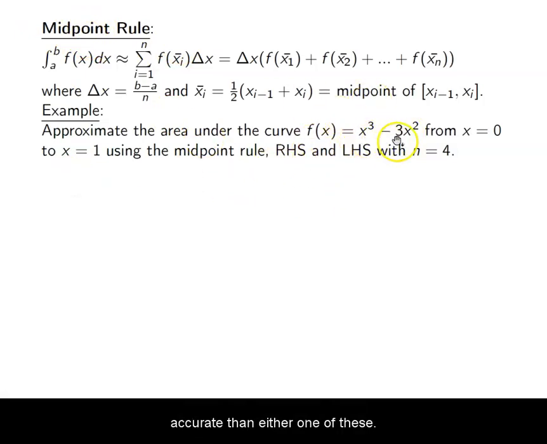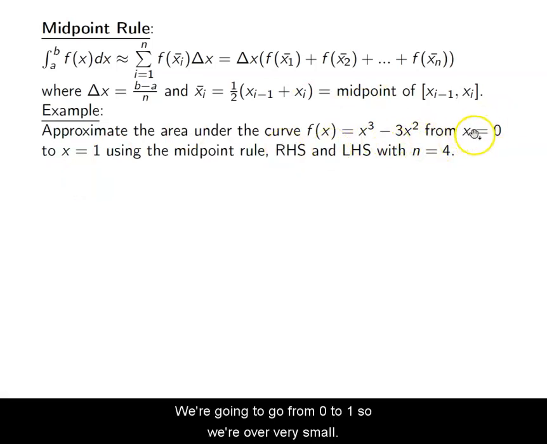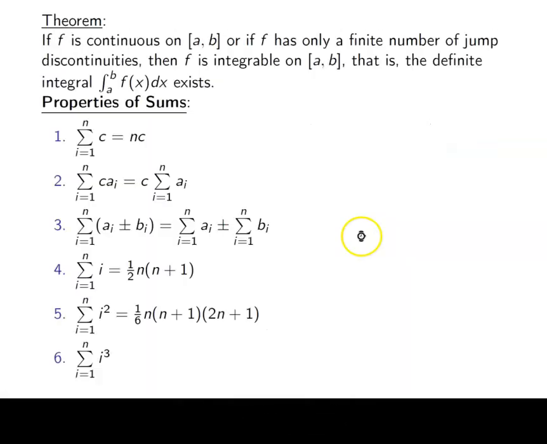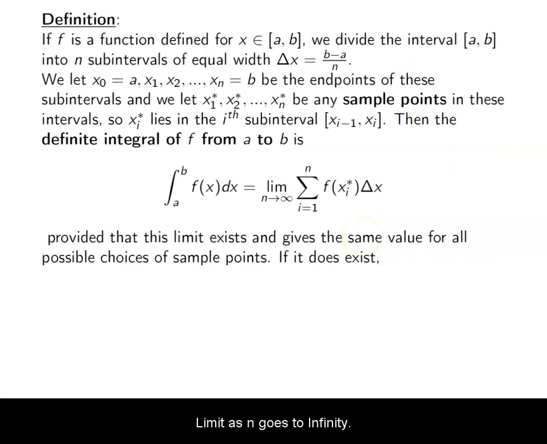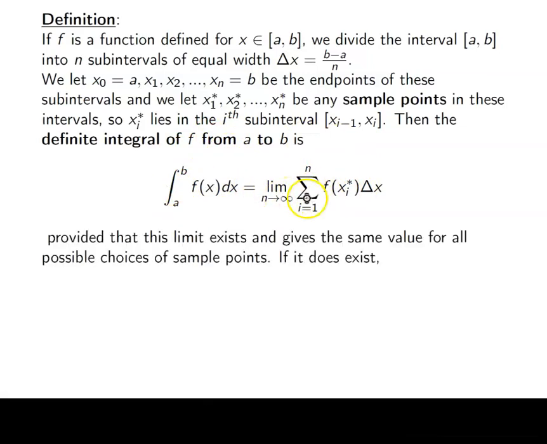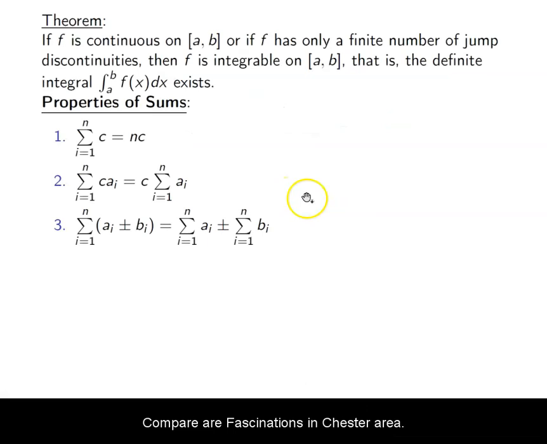We're going to look at x cubed minus 3x squared. We're going to go from 0 to 1. Okay, so we're over a very small interval. We're going to break that down into 4 pieces. Okay, we want to find the actual error in our estimates by calculating this area exactly. And the way we're going to calculate this exactly is by using the limit as n goes to infinity. So we're going to find the exact area using this limit form, and we're going to compare our approximations and check their errors.